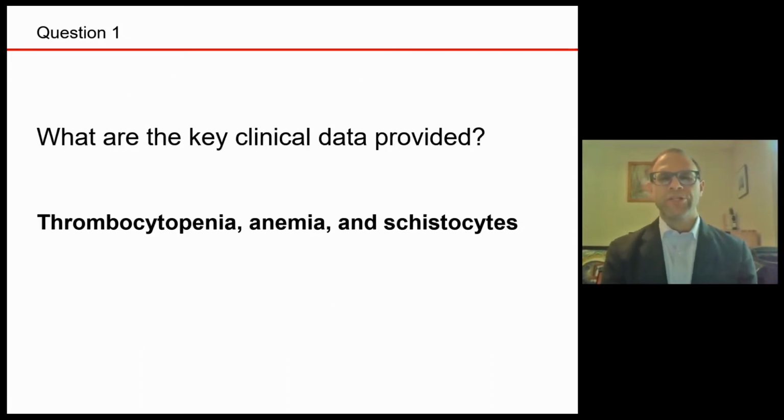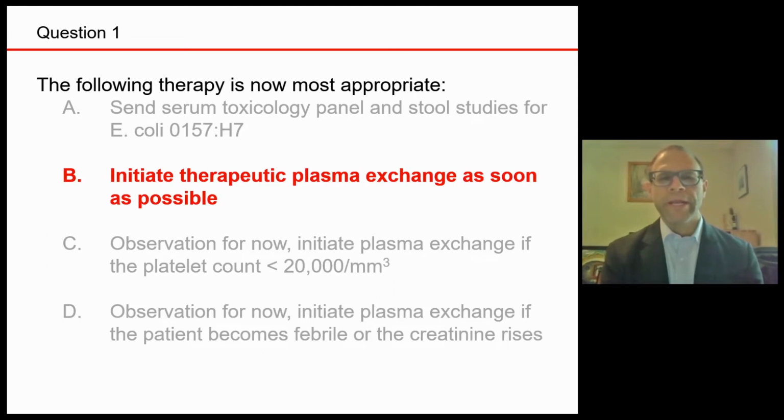So the key to this question is to find combinations that trigger possible diagnoses and then treatment plans. In this situation, we have thrombocytopenia with anemia and schistocytes on a smear, the schistocytes being the hallmark for microangiopathic hemolytic anemia. Therefore, the right answer would be to start plasma exchange as soon as possible, recognizing that this patient possibly has TTP.